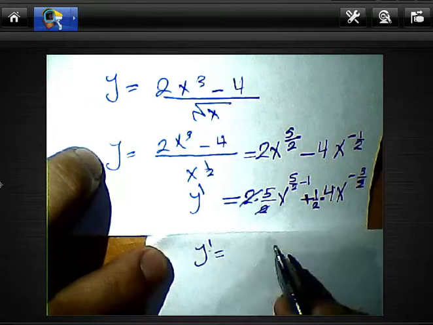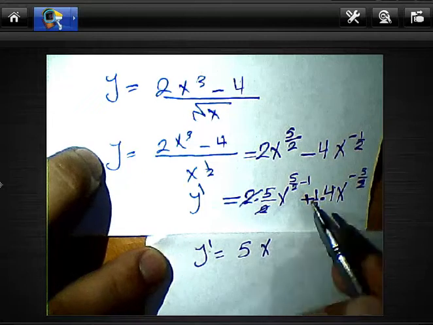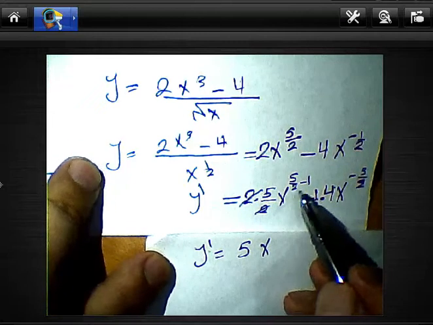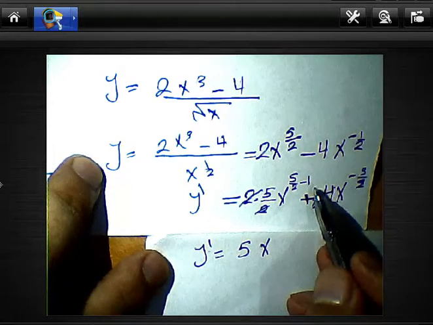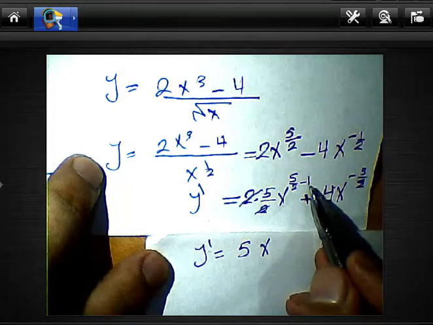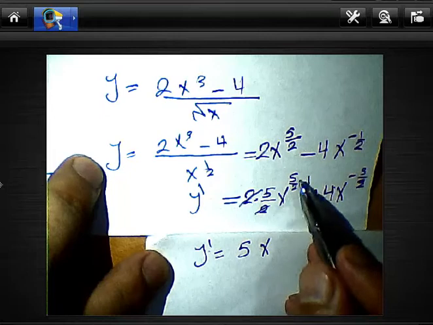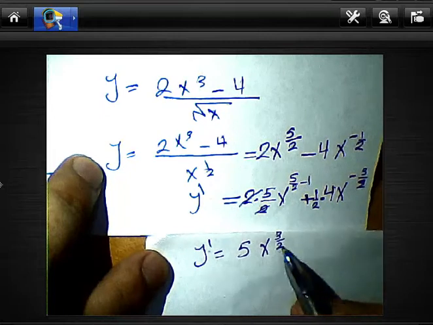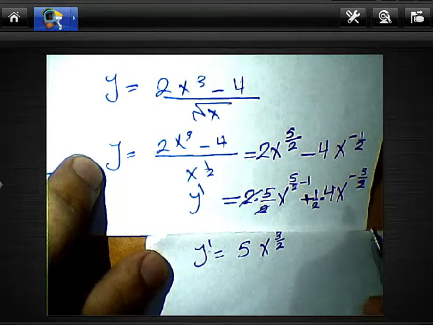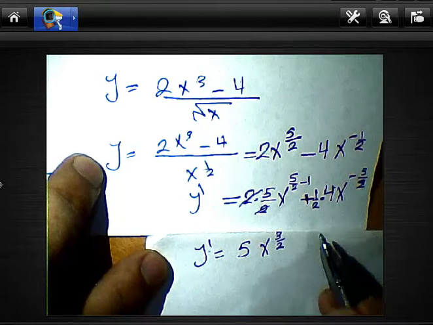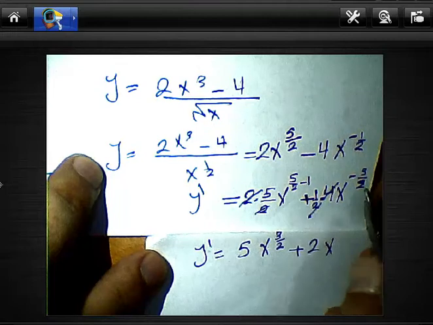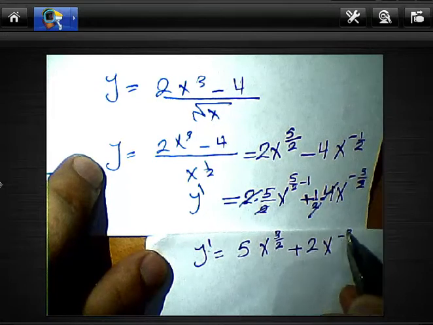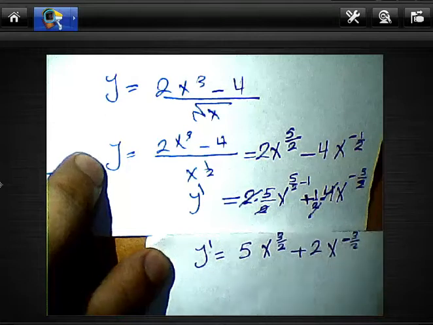equals what? Equals 5 x, we have 5 over 2, 2.5, subtract 1. We know 1 equals 2 over 2. 5 over 2 subtract 2 over 2, the result will be 3 over 2. It's okay. 4 divided by 2 equals 2, x power negative 3 over 2. It's the result of this example.